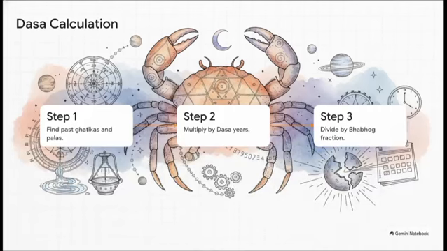To find this exact balance, the practitioner has to execute 3 specific mathematical operations without any deviation. Step 1, you find the past gatikas and palas of the present nakshatrapada. Step 2, you multiply this figure by the specific number of dasa years. And step 3, you divide that product by 1/4 of the pavhog, which is essentially the total duration of the nakshatra. The time you get from this final equation is then deducted from the total dasa period, and that gives you your exact chronological starting point.